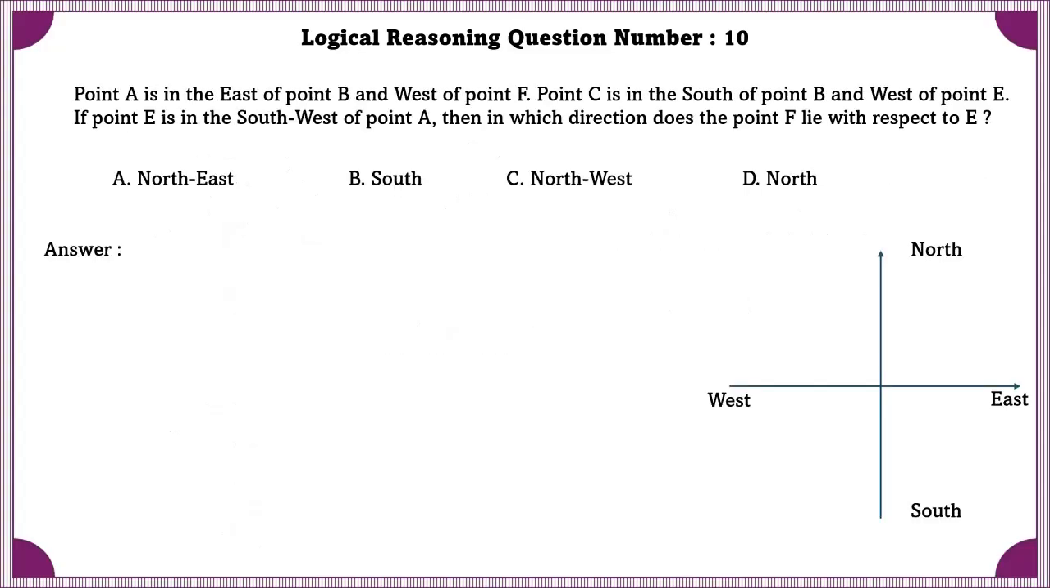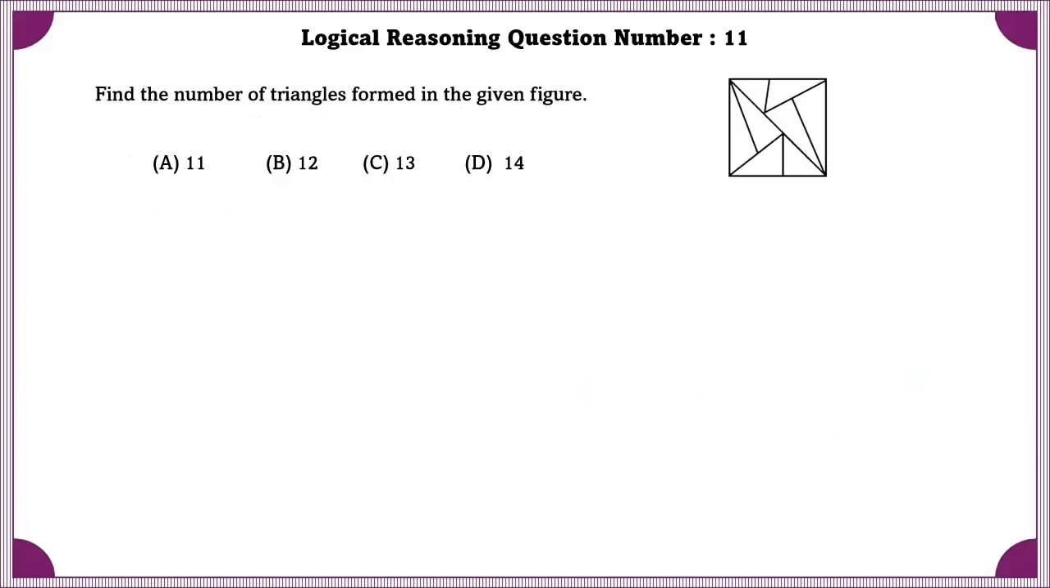Logical reasoning question number 10. Point A is in the east of point B and west of point F. Point C is in the south of point B and west of point E. If point E is in the southwest of point A, then in which direction does the point F lie with respect to E? As we can see here, F lies in the northeast.